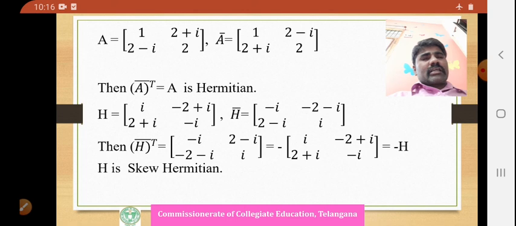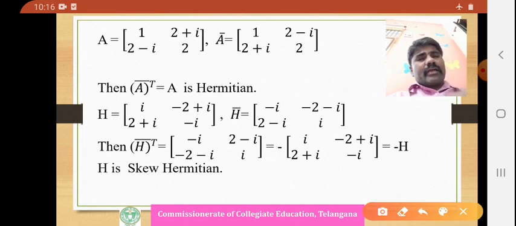And we can understand here, for a Hermitian matrix, the diagonal elements must be real numbers. For a Hermitian matrix, the diagonal elements must be real numbers only.